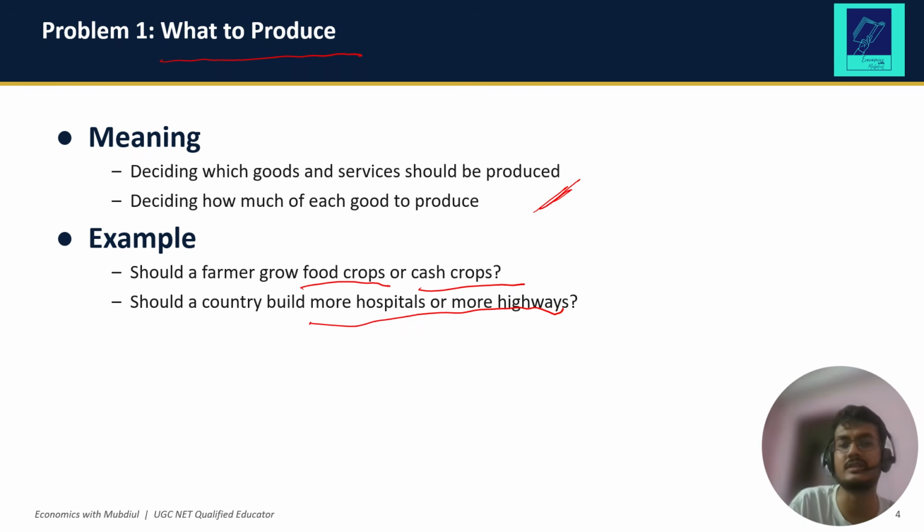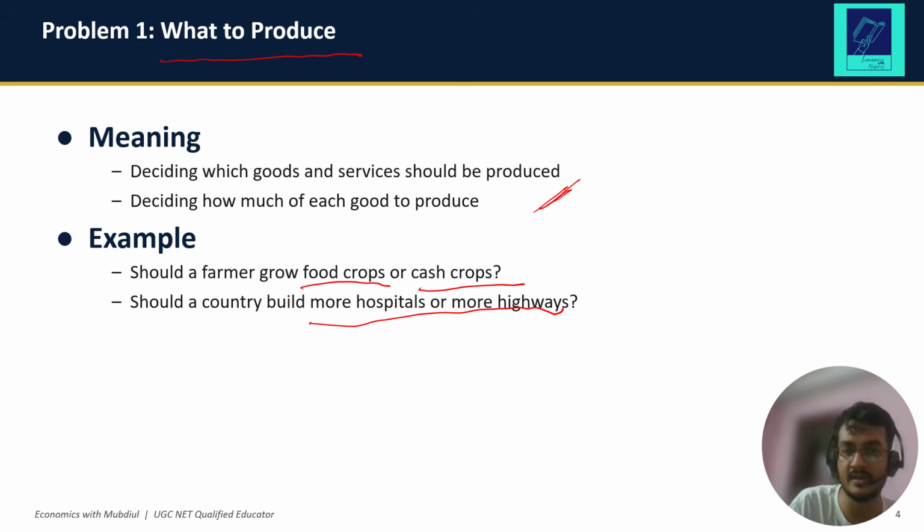Now think about this situation. Suppose a government has enough additional funds to prioritize one of these: a new government hospital or a new highway. Which one should it choose? And more importantly, why? There is not necessarily one answer without knowing the circumstances.